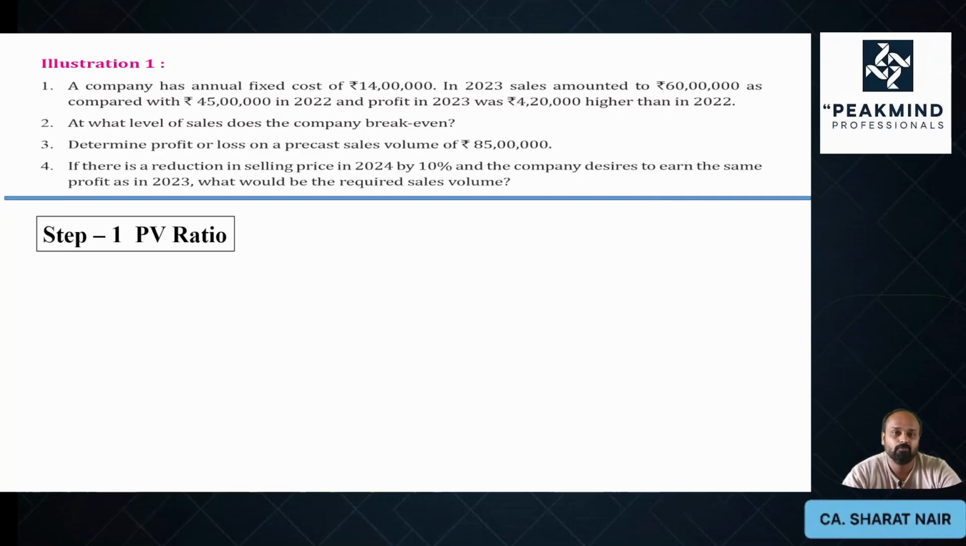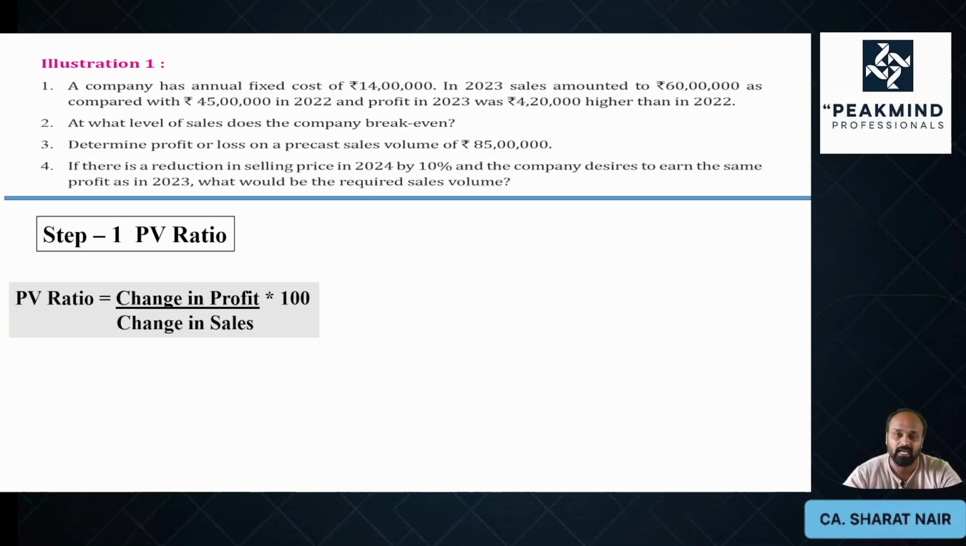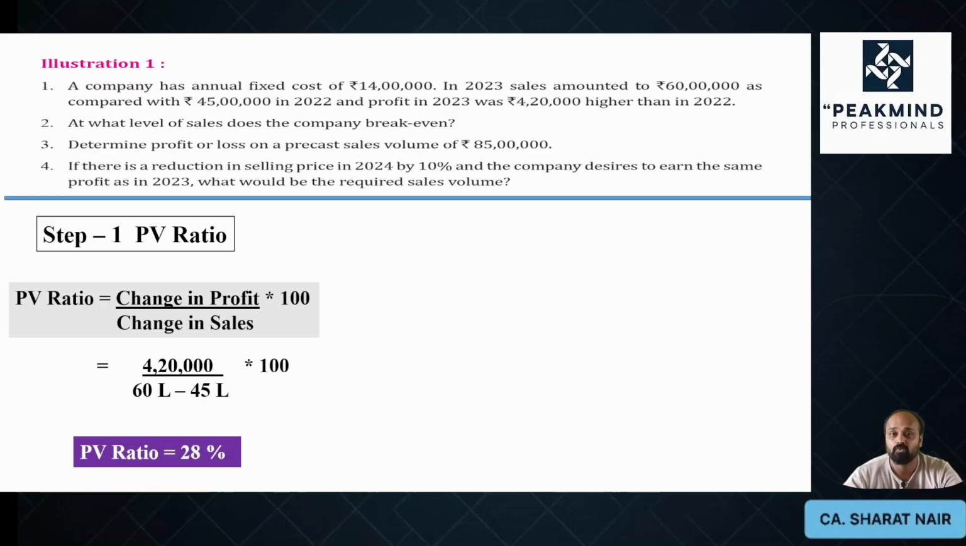One of the other formulas is change in profit by change in sales. Here they have mentioned the details regarding change in profit as well as the sales. Change in profit they have straight away given, which is 4,20,000. Change in sales we need to compute because in the question 60 lakh is current year sales and 45 lakh is previous year sales. So from that I can find out my PV ratio, which turns out to be 28%.